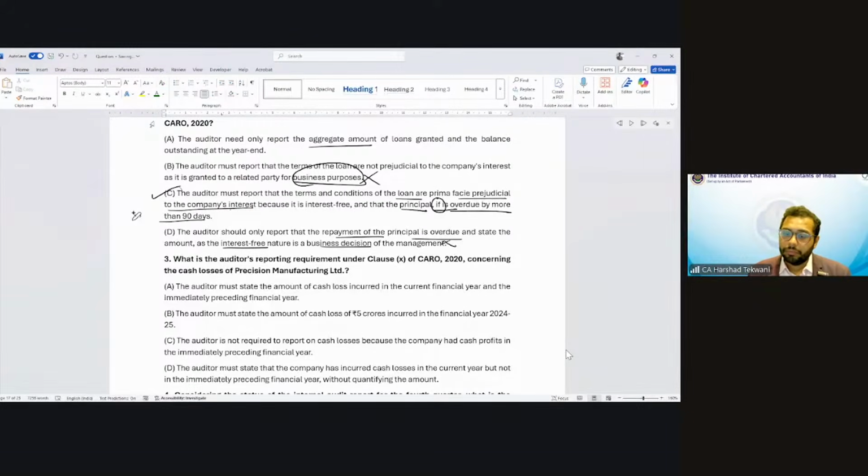Okay, more than 90 days. But it is conditional, if applicable. So it is said that if it is overdue by more than 90 days. If not, then you are not required to report. But the main point is the company's interest-free loan. Okay, sir. In option C, they have put the if condition. If there was no if condition, then it would be incorrect. But since it's there, that's why I say if applicable, then more than 90 days. Right, sir. Now it's clarified. Thank you so much, sir. Yes.